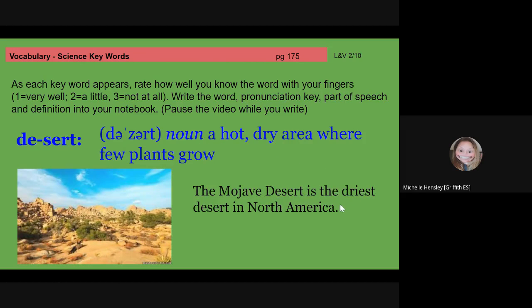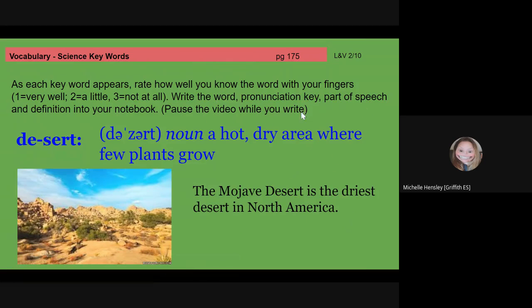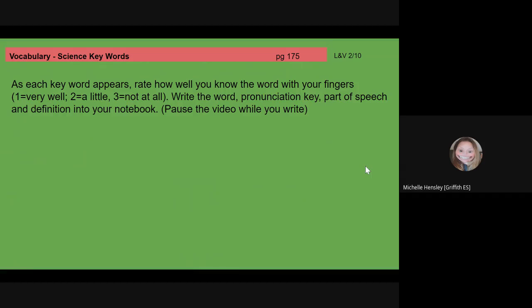The Mojave Desert is the driest desert in North America. We live in the desert. We know all about desert, right? Did you give yourself a 1, 2, or 3 on that one? Hope you at least had a 2. Desert. If you need more time to write down desert, go ahead and pause the video here. We're going to move. All right.